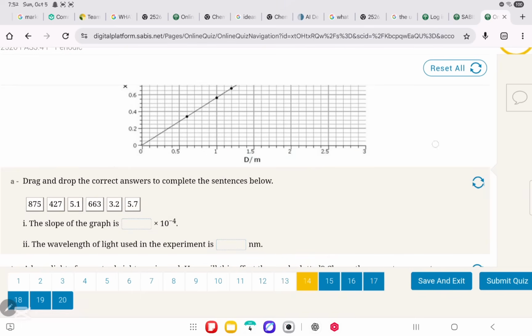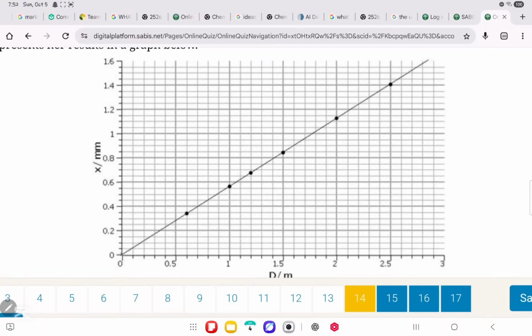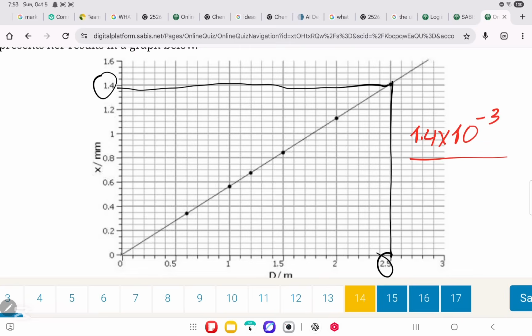They want the slope of the graph. Perfect. The slope of the graph is very simply rise over run. So choose any point. For example, this point is perfect. This point is 1.4, 2.5. So you do rise over run, because it's a straight line passing through the origin. So it's going to be 1.4 times 10 to the power of minus 3, because it's in millimeters and you changed it to meters, divided by 1.5.